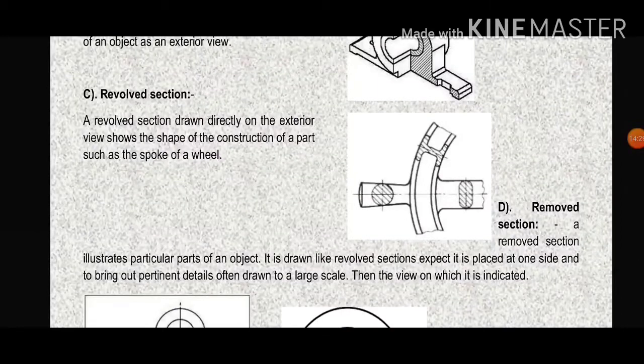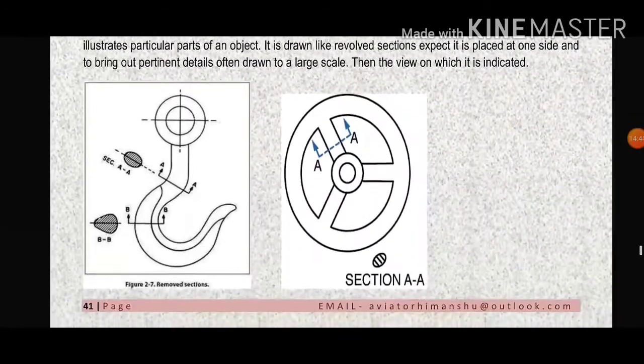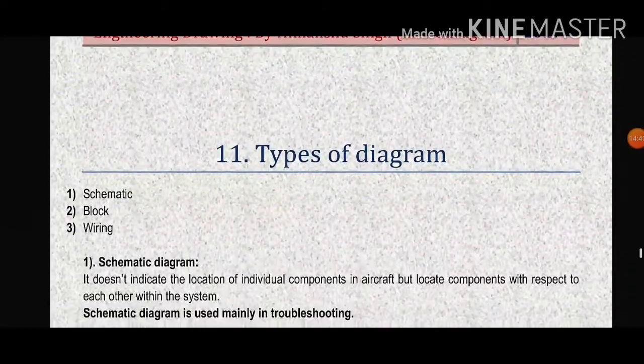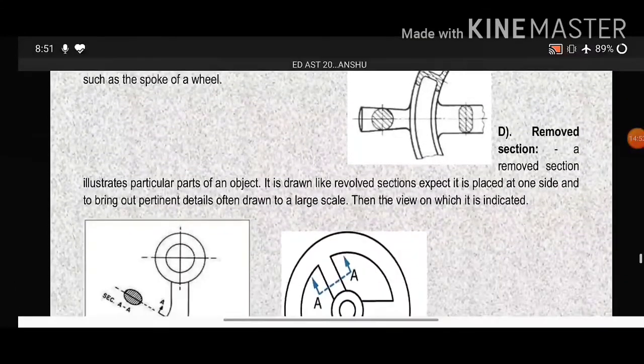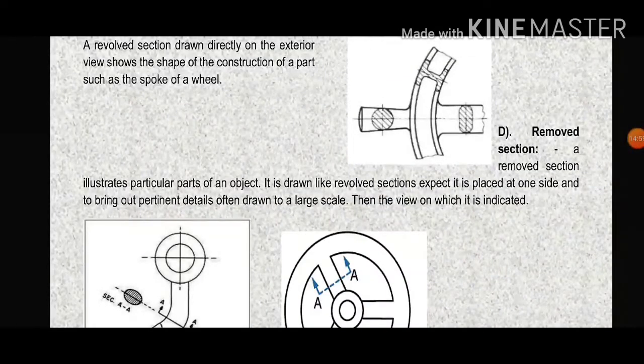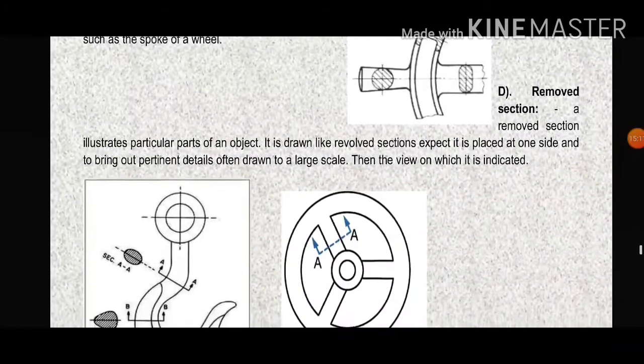Third is revolved section. A revolved section is drawn directly on the exterior view to show the shape of the construction of a part, such as a spoke of a wheel. And secondly, the removed section. Instead of being drawn on the part, it is drawn like a revolved section except it is placed at one side, to bring out pertinent detail, often drawn to a larger scale, with the view on which it is indicated.